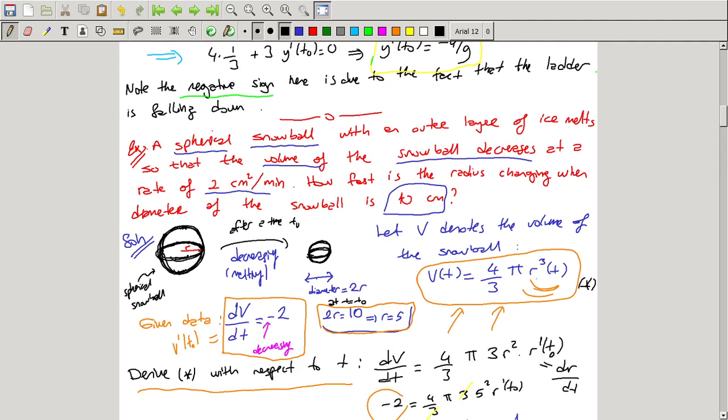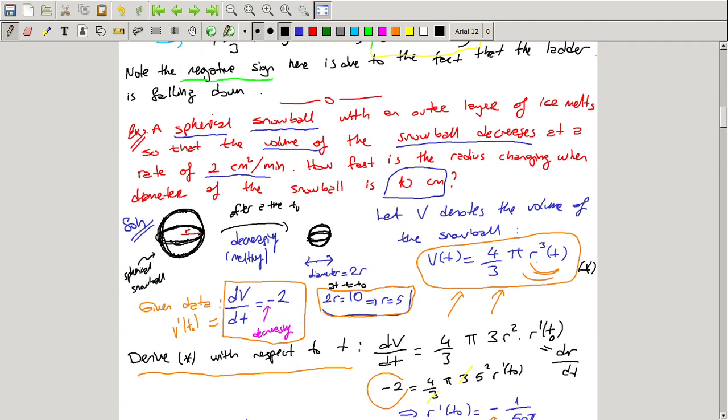A second example. In this example, we have another geometrical shape, which is a sphere. We have a spherical snowball with an outer layer of ice that melts. Whenever it melts, it means it is decreasing, getting smaller, so that the volume of the snowball decreases at a rate of 2 cubic centimeters per minute. In this case, V' is given.